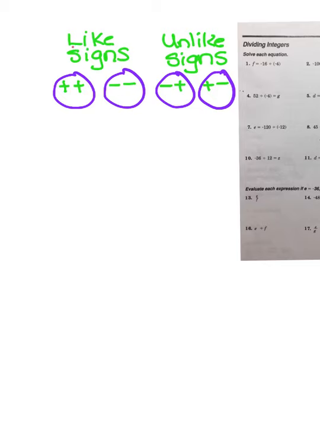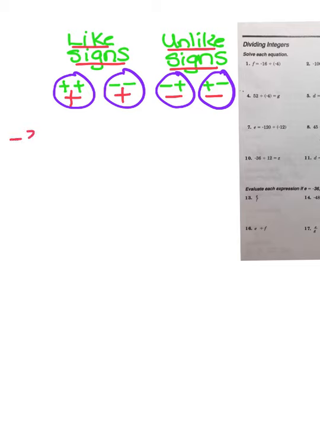When we have like signs, either multiplying 2 positives or 2 negatives, we know we get a positive result. But when we have unlike signs being multiplied or divided, we get a negative result. Let's jot down a problem or two.